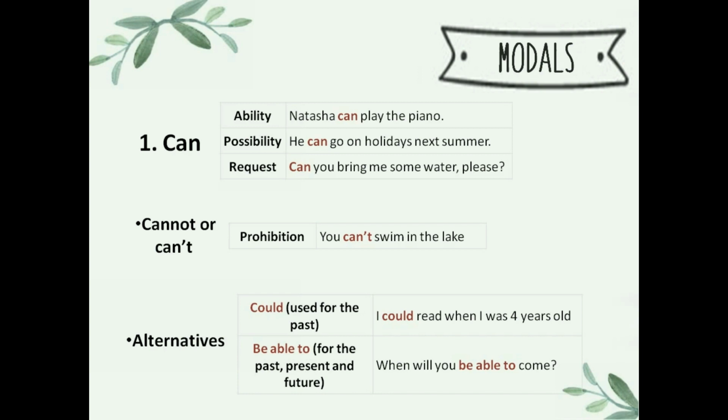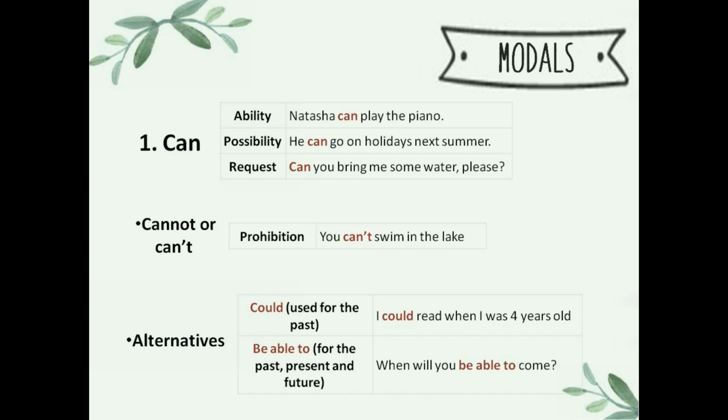In fact, could is used for the past. Now, look at the example. It says, I could read when I was 4 years old. That's an ability in the past. And we can also make use of be able to, and in this case, we can use be able to talk about the past, the present, and the future. In the example, we make a question about the future, and it is, when will you be able to come?